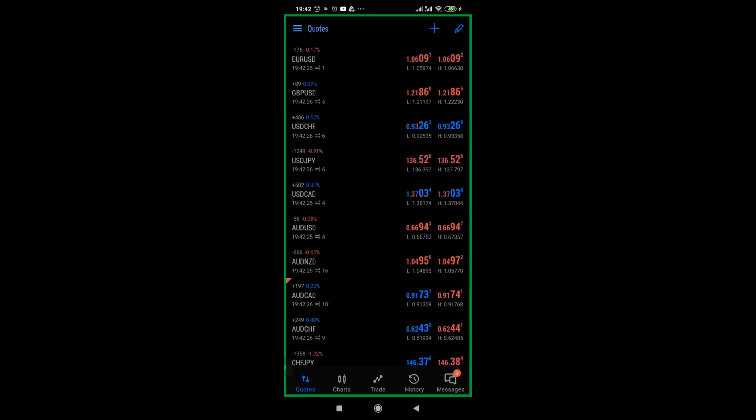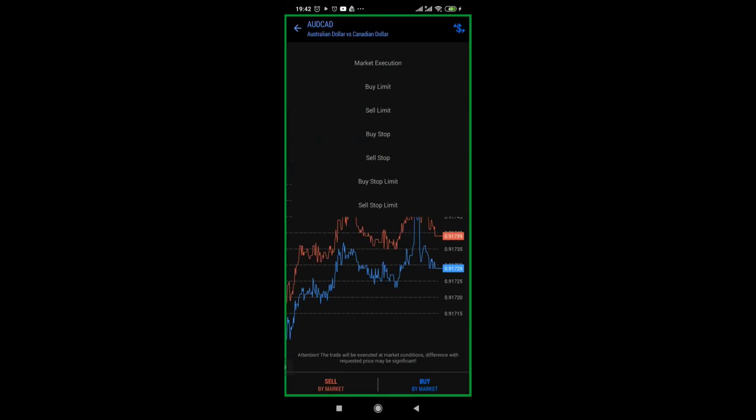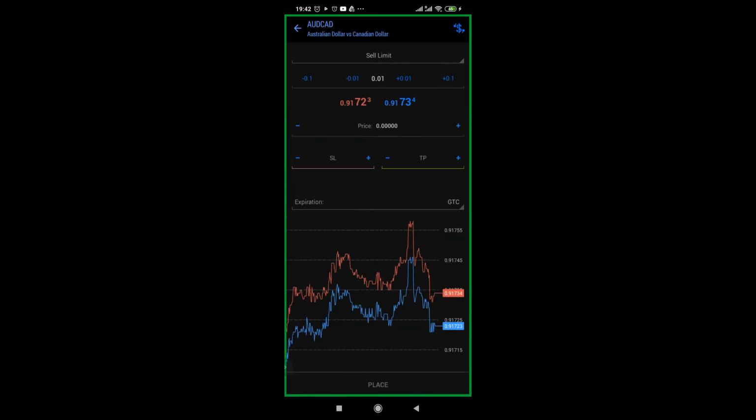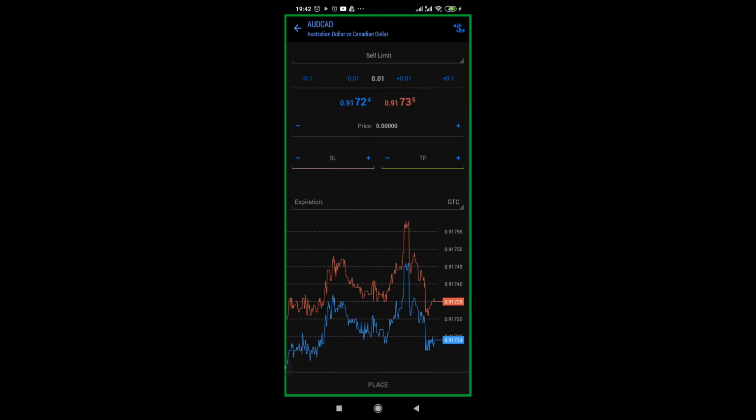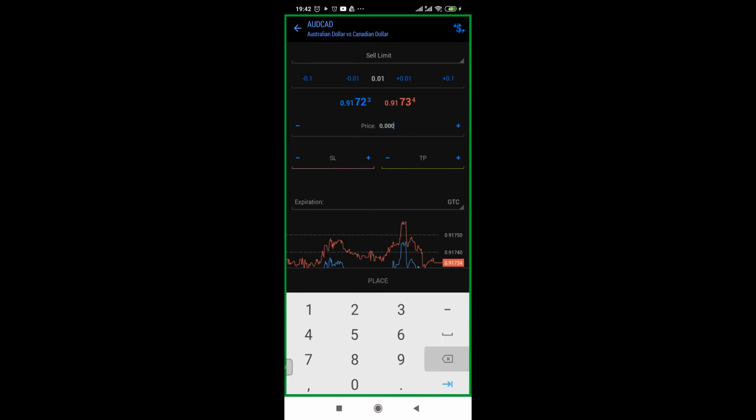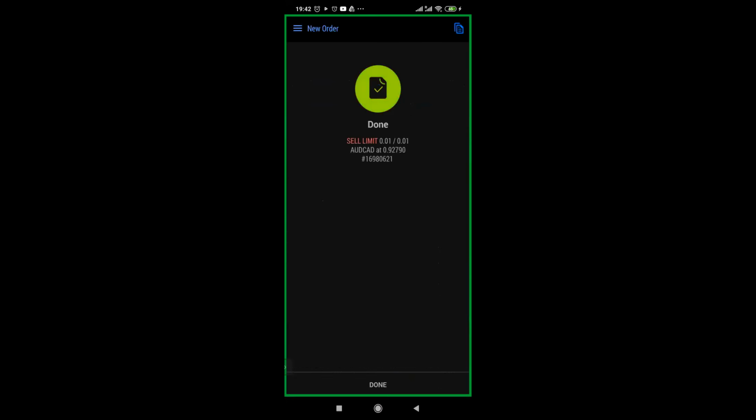0.92790. So sell limit, you put your lot size, and then the price they'll ask you. 0.92790. It's as simple as that. So that's how you set it. And then once you get the correct price point, you put it, and then you click on place at the bottom. So it's done, sell limit.